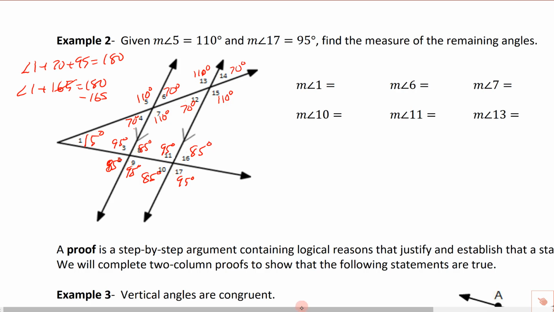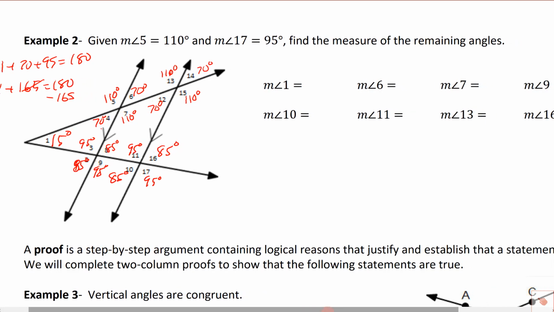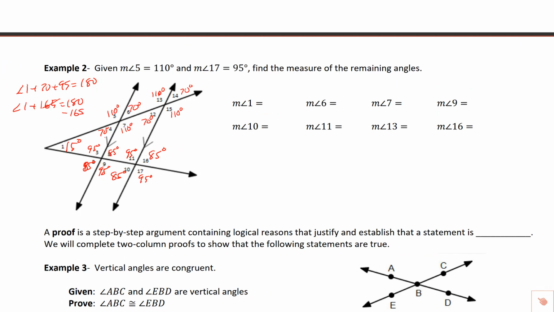So we don't have to write down all of these, but it does say write down several of them. So let's go through and find these. Let's see, angle 1, we got 15 degrees for angle 1. Angle 6, let's find that. That's 70 degrees. Angle 7's right here. That's 110. Angle 9, let's find 9. That is 95 degrees, even with my crappy handwriting.